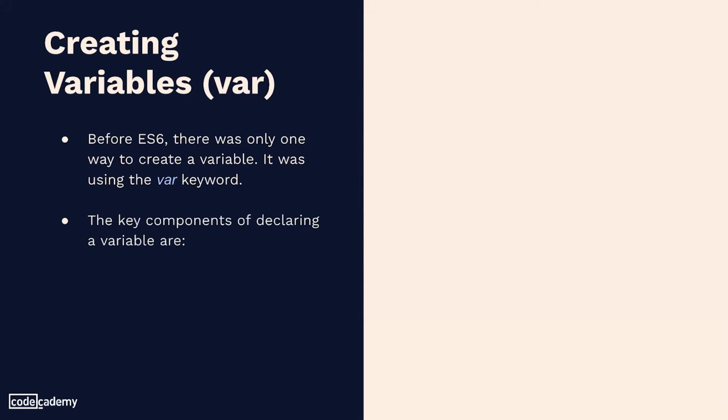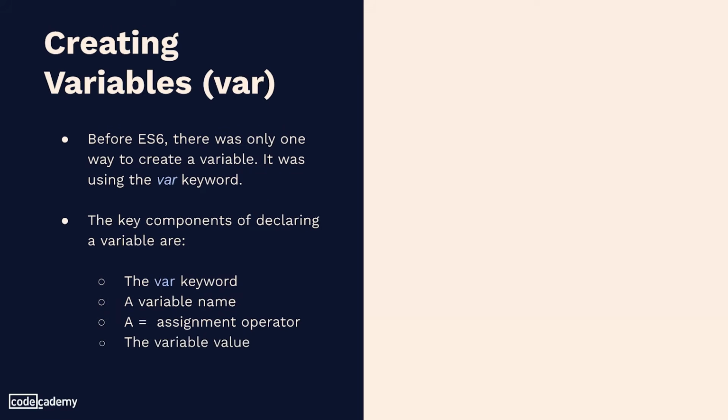We will need the var keyword, a variable name. This is the label we are assigning the variable so our program knows how to access it. We'll also need an equals assignment operator, which will denote to JavaScript we are assigning the variable some value. And lastly, the value we want to store inside of the variable. Let's take a look at an example on the right.